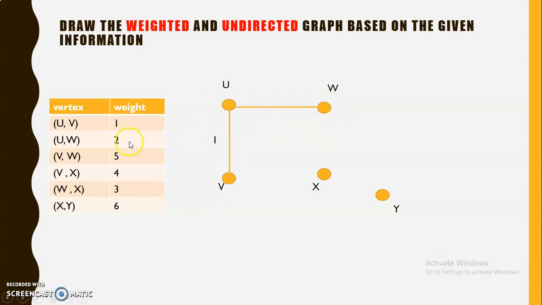UW is 2. Okay. VW is 5. So VW is 5. And then VX is 4. WX is 3. And the last, XY is 6. So this one is referred to as the undirected graph.